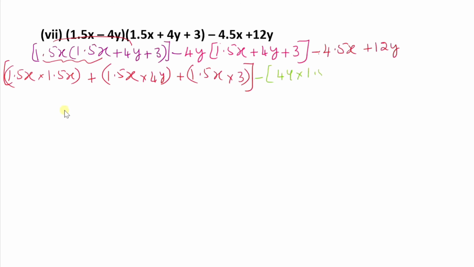4y into 1.5x, minus. Once I have put minus here, you need not put minus sign here. So plus 4y into 4y plus 4y into 3, because the whole thing you are multiplying by negative sign. So all these terms will get positive sign only. Minus 4.5x plus 12y.